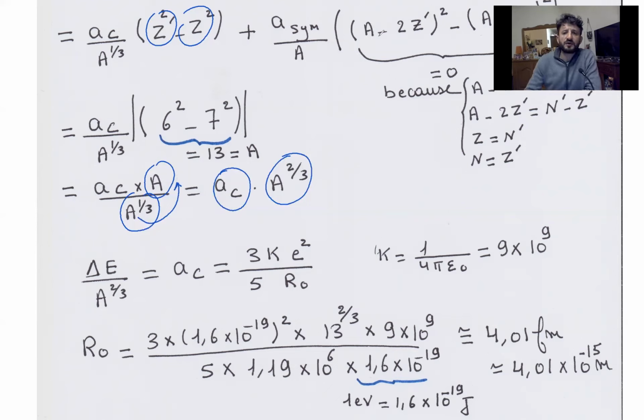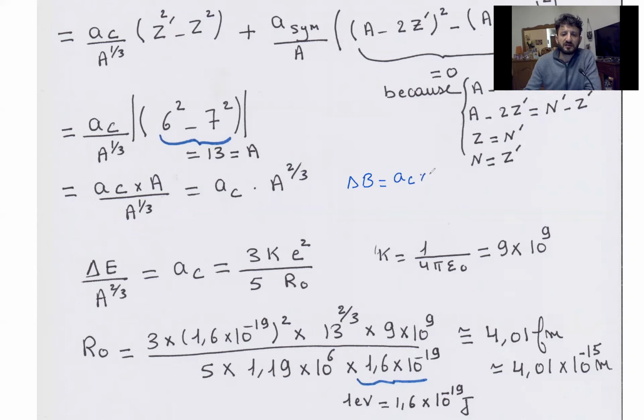Now we calculated the value of delta binding energy equals AC times A power 2 over 3. We can put this one here. We get delta binding energy divided by A power 2 over 3 equals AC. And we calculated in the last videos the value of AC, which is equal to 3k e square divided by 5R0.